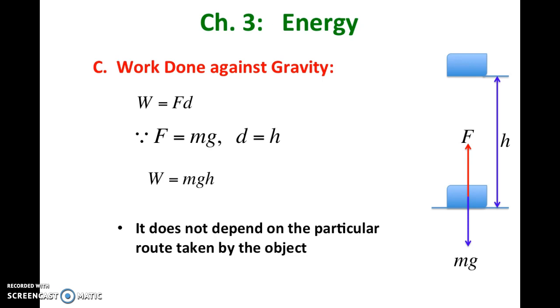It should be noted that the work done against gravity does not depend on the particular road taken by the object, only depends on the height and the mass. Here g is the gravitational acceleration, learned before, which is equal to 9.8 meter per second square.